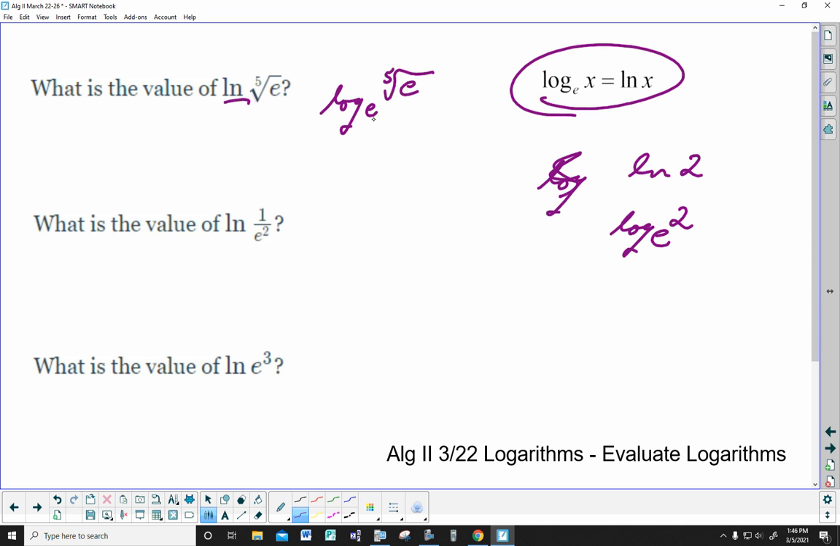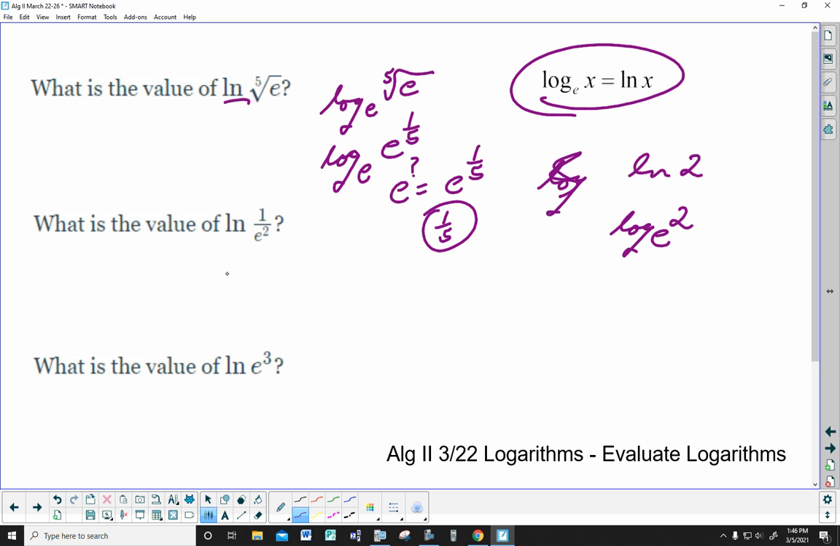So this is saying e to what power is e to the what? Okay, so let's rewrite that differently. Log base e of e to the 1/5. E to what power is e to the 1/5? Well, the answer is 1/5.